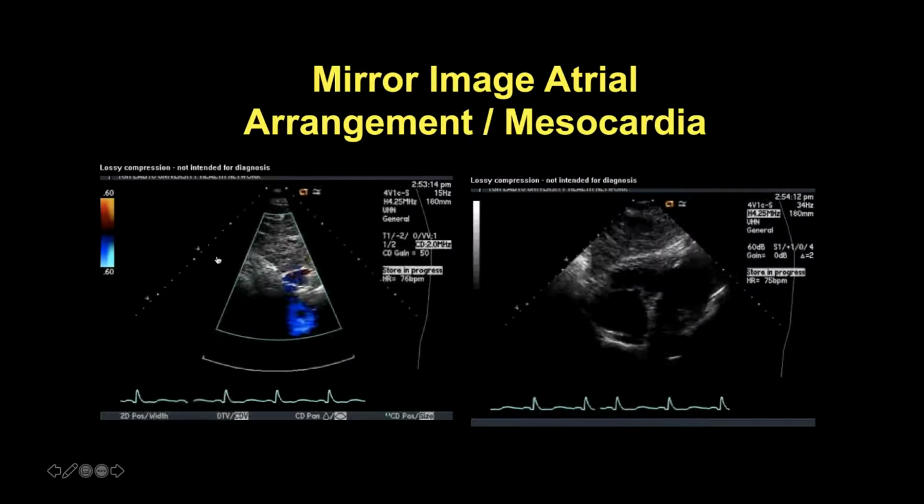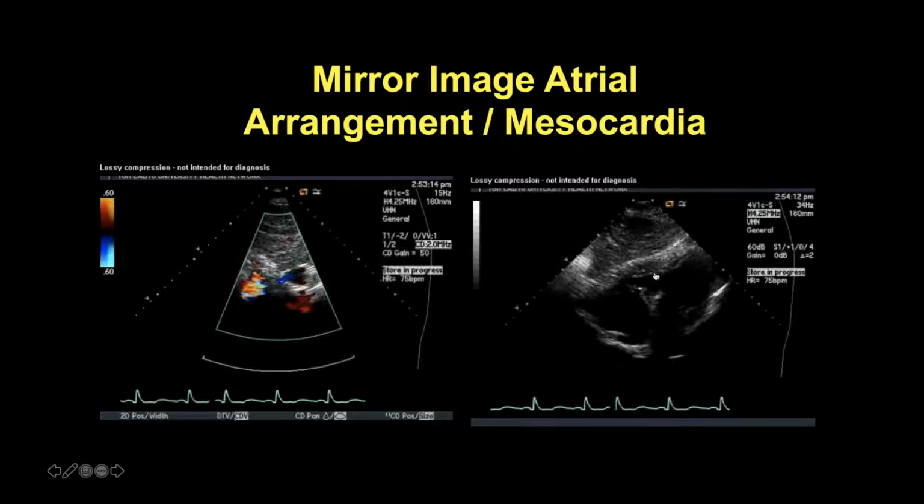Or in this example, the IVC is on the left, the aorta is on the right, and the liver is also on the left. So you have an abdominal situs inversus. It means this patient also has a cardiac situs inversus, or mirror image arrangement of the atria.